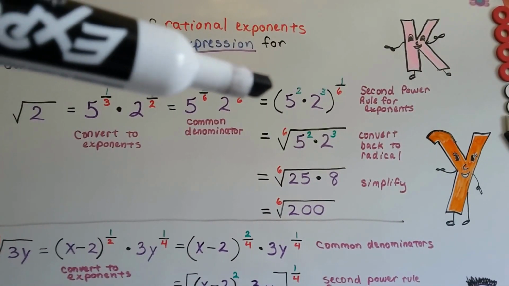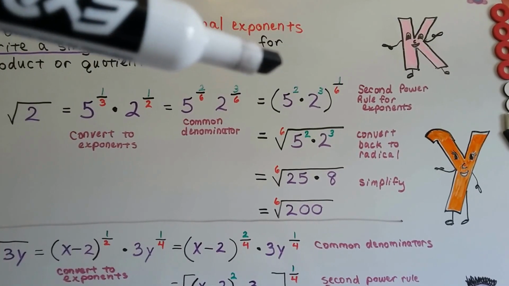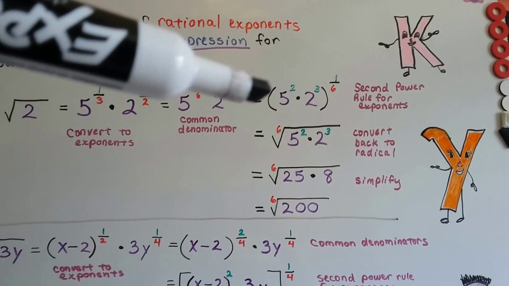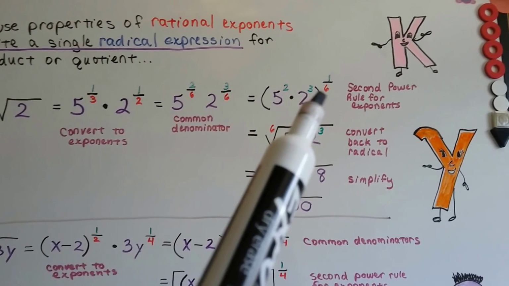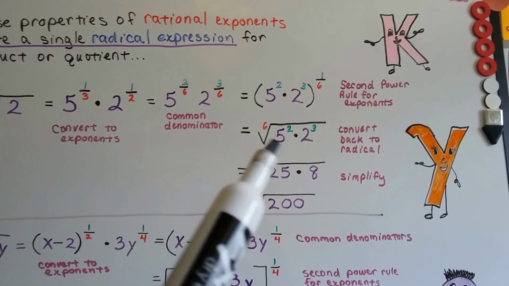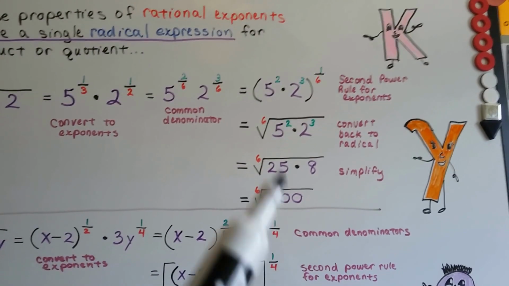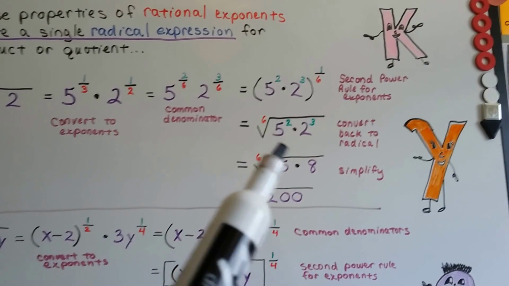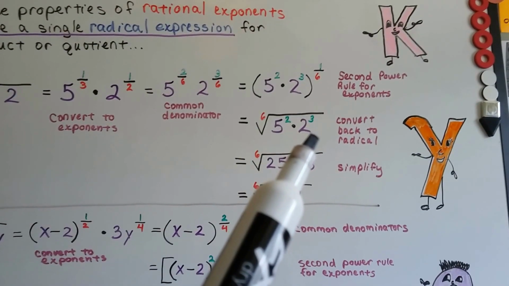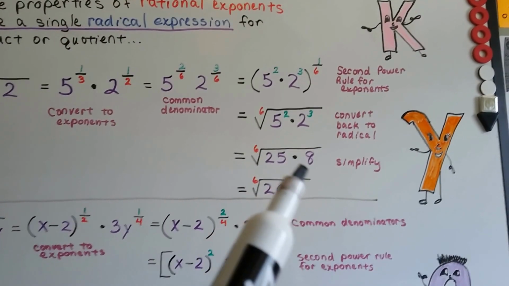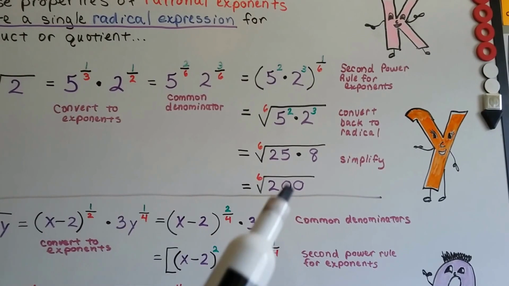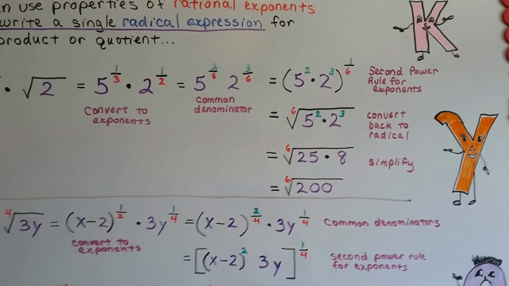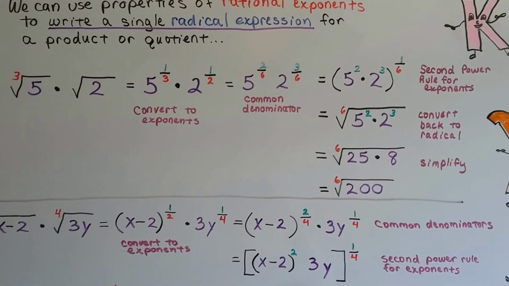The second power rule for exponents says we can write it like this. We've got 5 to the second power, or 5 squared times 2 cubed. There's our root, the 6. We can rewrite it back to radical notation. And when we do 5 times 5 and 2 times 2 times 2, we get 25 times 8, which is 200. So when we simplify it, we've got the 6th root of 200. See how I did that?